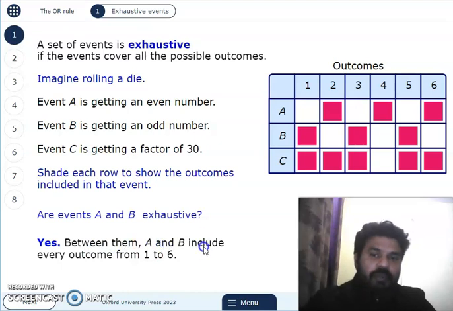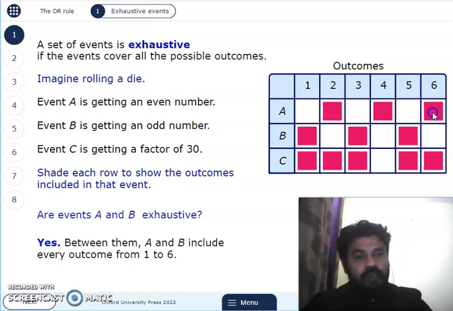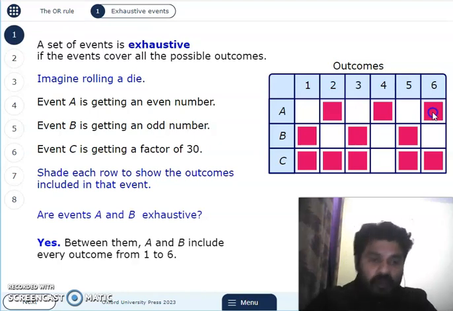So that means A and B are exhaustive events. Between them, A and B include every outcome from 1 to 6 that we have already checked. 1 is covered by B and 2 is covered by A, 3 is covered by B and 4 is covered by A, and 5 is covered by B and 6 is covered by A. So that means all the 6 outcomes are covered. So that's why A and B are exhaustive events.